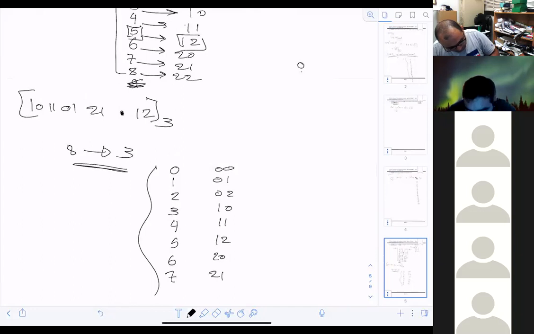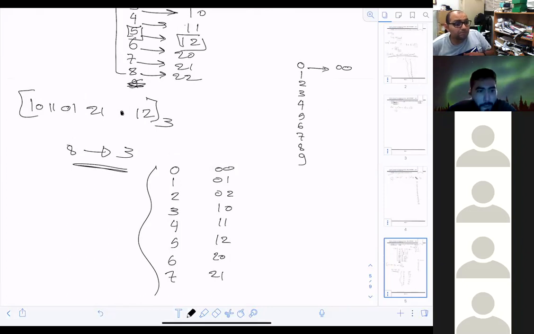0, 1, 2, 3, 4, 5, 6, 7, 8, 9. Right? Let's take the equivalence here. It doesn't go to 9 if it's base 9. It stops at 8. I'm sorry, you're right. So it's going to be here 0, 0. Then here 1, 0.